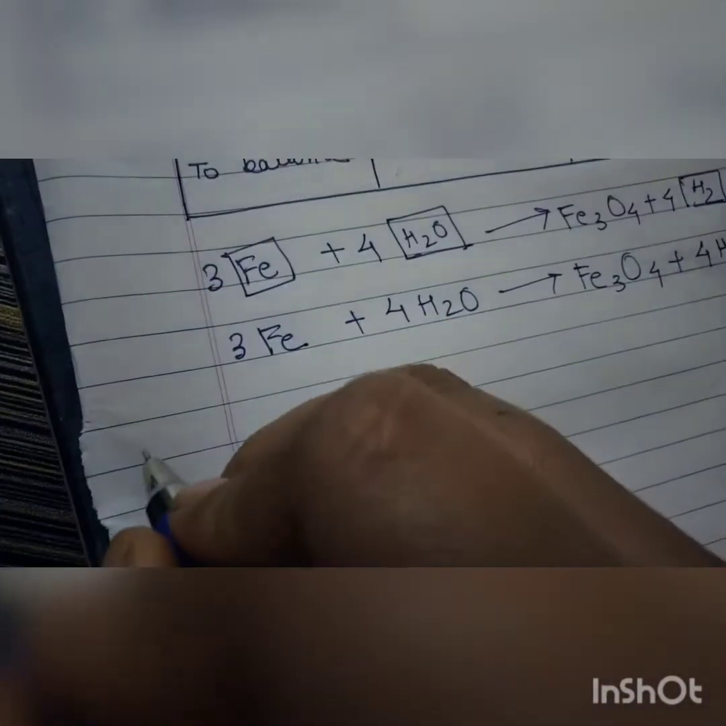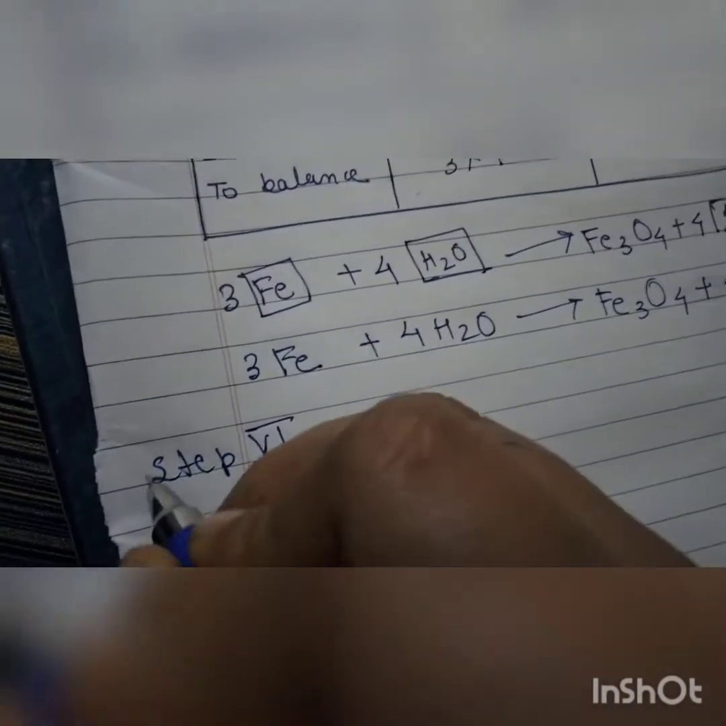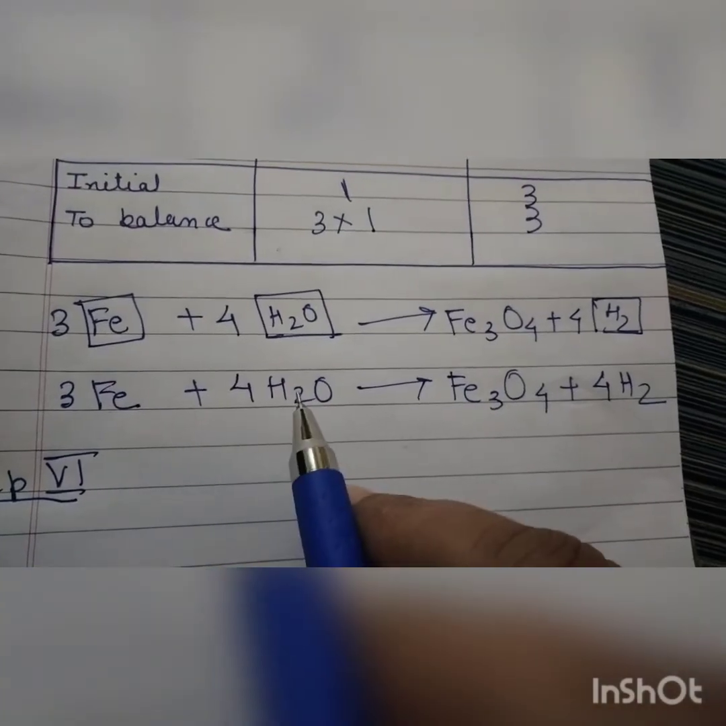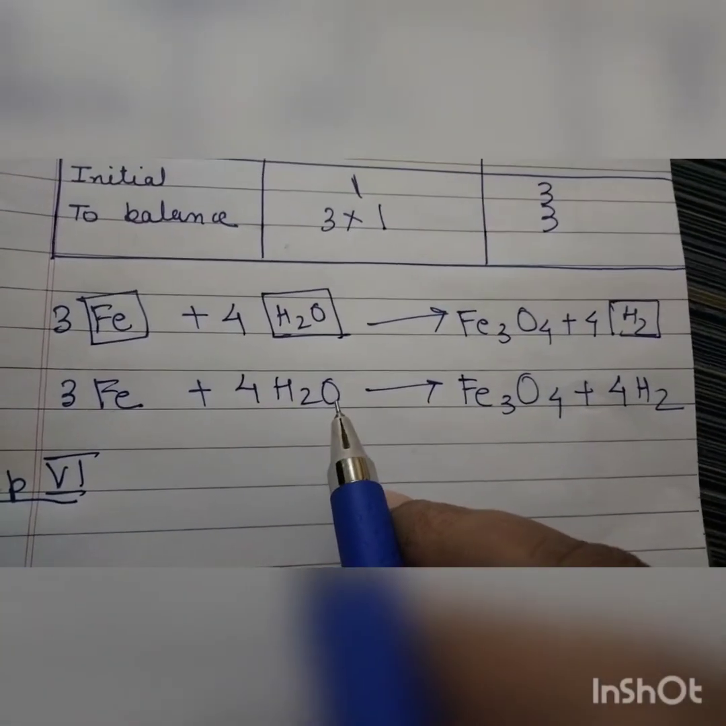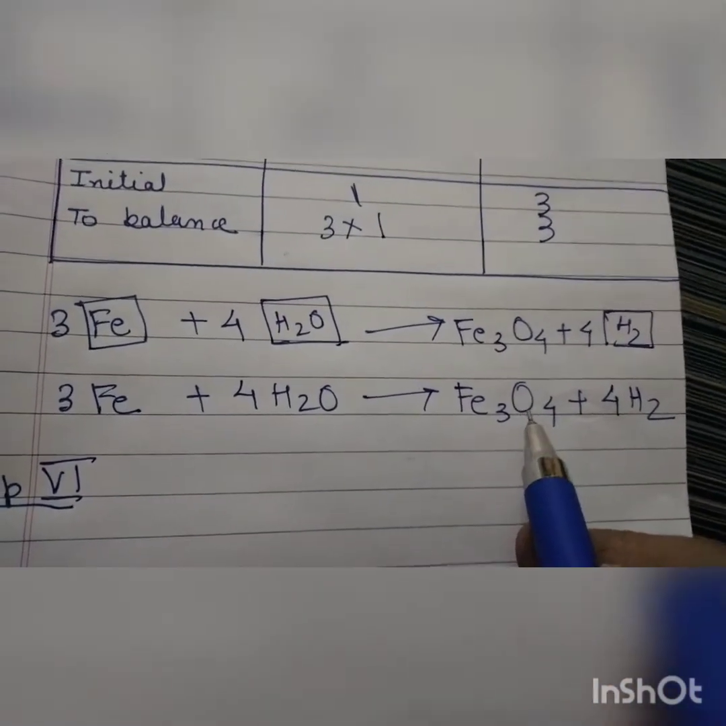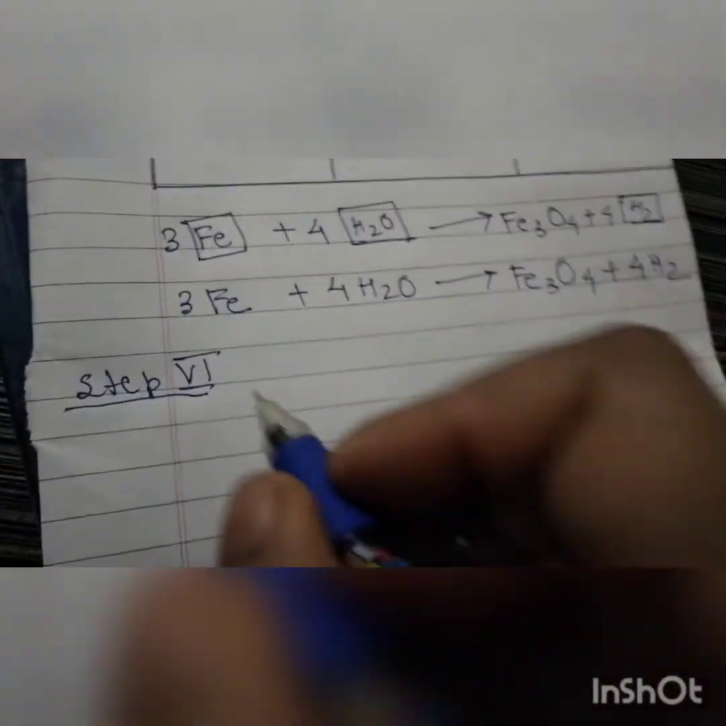But one more step is there, students, in balancing, that is your step 6. You can write the states of different element or compound. Like in this equation, iron is in solid form when it reacts with H2O, which is in steam form, gaseous form. This is not in liquid form. And this formation is in solid and hydrogen gas evolved. So we can write the states.